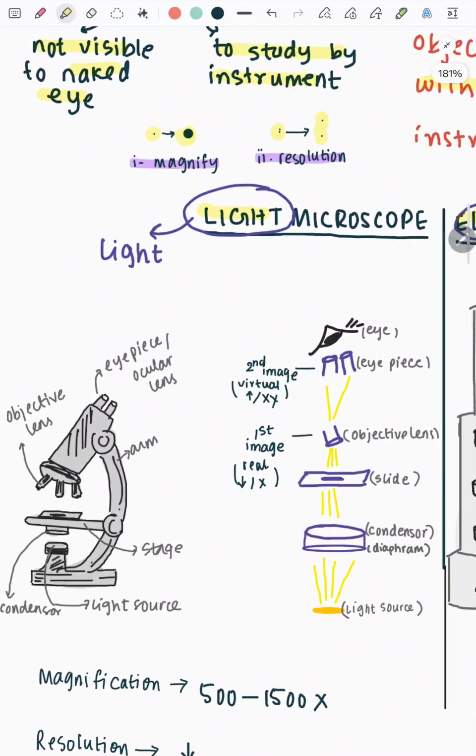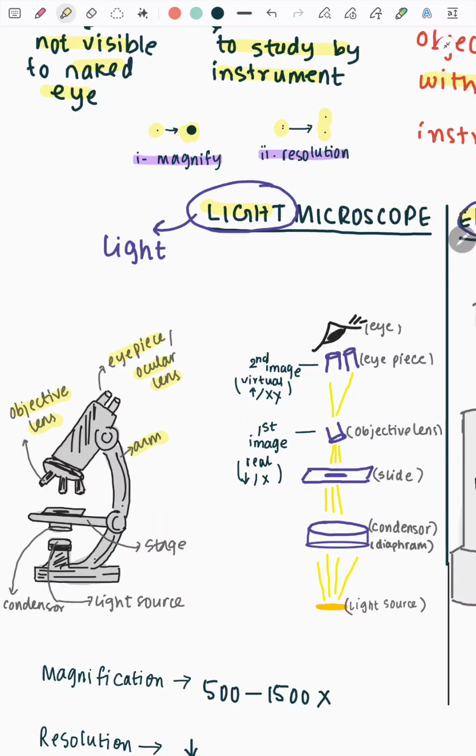In a detailed view, a light microscope is what we usually see in our labs. It has an eyepiece or the ocular lens. This is where we visualize the objects. This piece comes in contact with our eyes. That's why it's called the eyepiece. Then we have an objective lens that actually sees the specimen. Then we have an arm to hold the instrument. Then we have a stage on which the slide is placed. Below the stage we have a condenser, and in the bottommost area we have the light source.